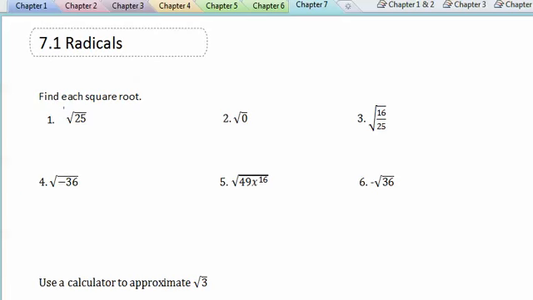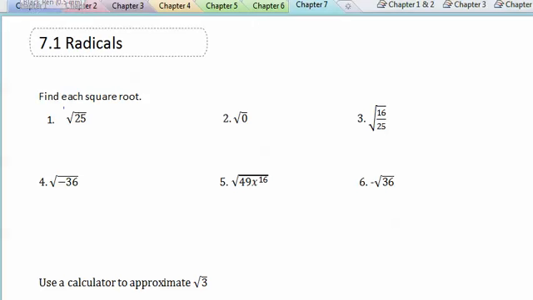In today's lesson, 7.1, we're going to be talking about radicals and how to evaluate them. A radical is basically a square root sign, okay? Except sometimes instead of square root, we see it as a cube root, fourth root, fifth root, and so on. A couple of things that you'll need to know before we start actually evaluating these.